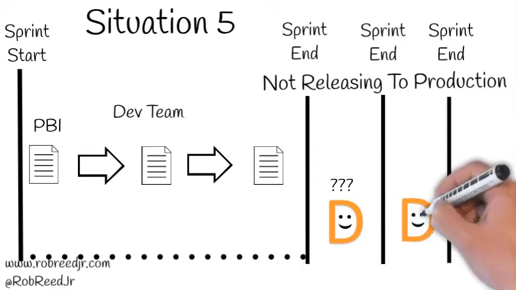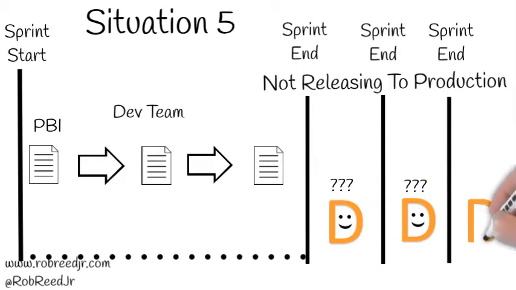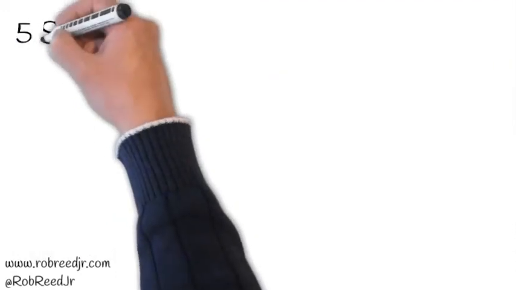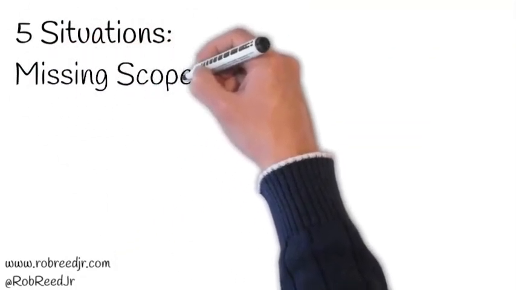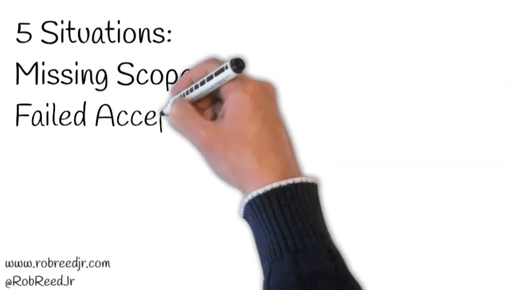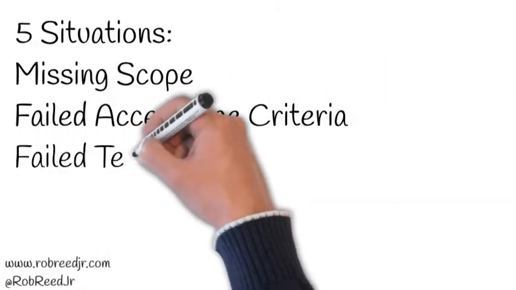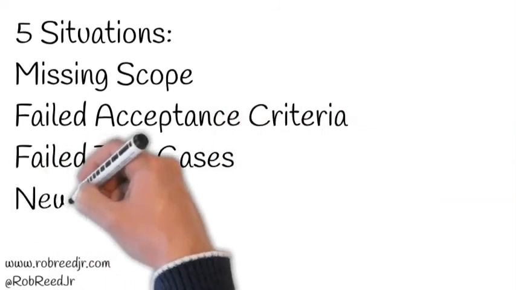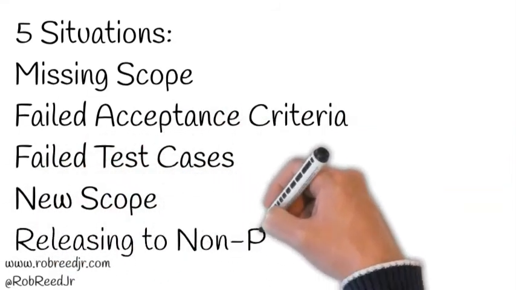As a defect, I feel to resolve this gray area, move to being able to release to production as needed, and you won't have to worry about this at all. Ultimately, if a Scrum team handles the 5 situations of missing scope, failed acceptance criteria, failed test cases, new scope, and deploying to production less frequently, your team can focus on implementing the idea of having 0 defects and frequently releasing to production.